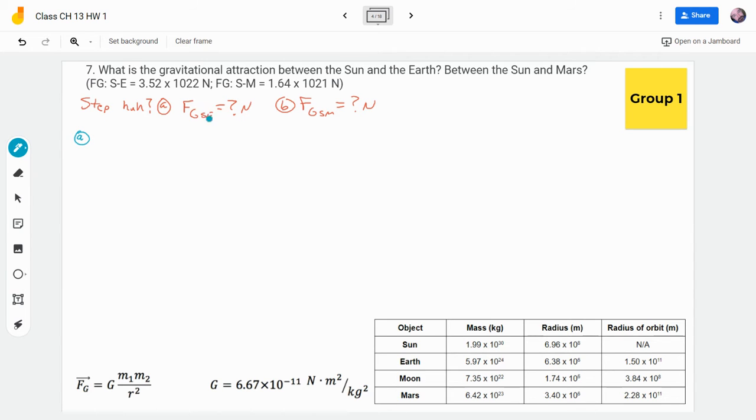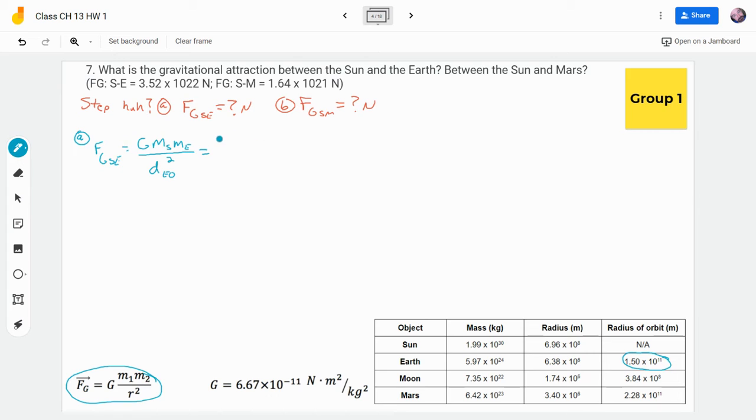So for the first part, force of gravitational attraction, F sub G between the Sun and the Earth, is going to be equal to, well, here's our formula down here. You'll use this formula a lot. So big G, and then M1, we'll make that the mass of the Sun, M2, mass of the Earth, and the distance between them has got to be the radius of Earth's orbit around the Sun, squared.